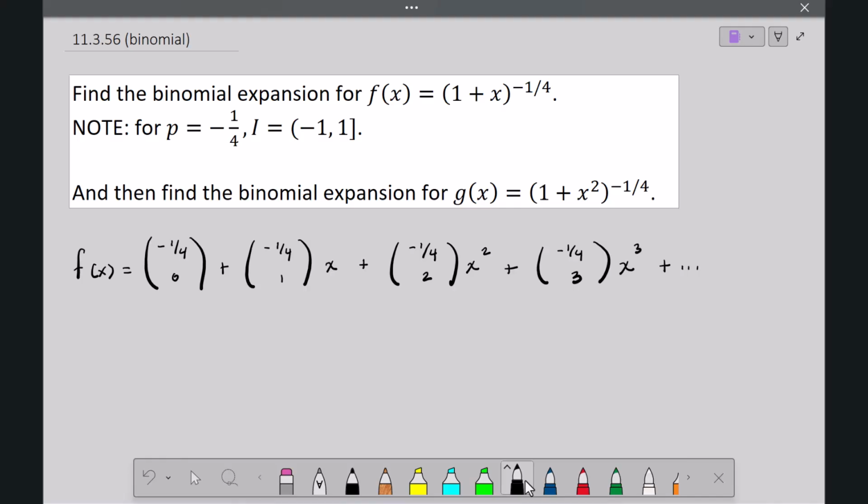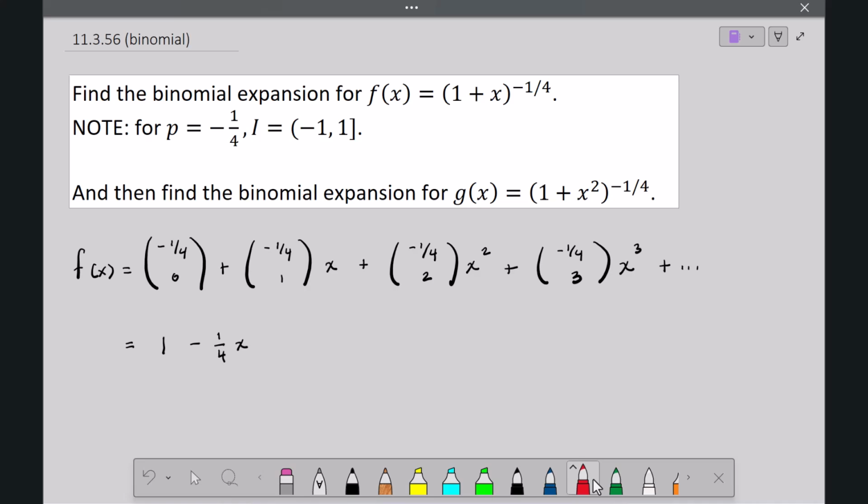The evaluation of the first two binomial coefficients is pretty easy. This one is always 1. This one is always equal to p. And now we have to figure out the next two. So let's come off to the side and do that.